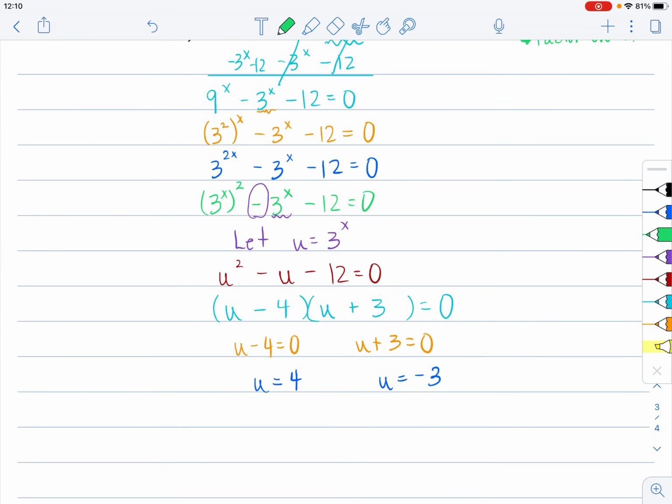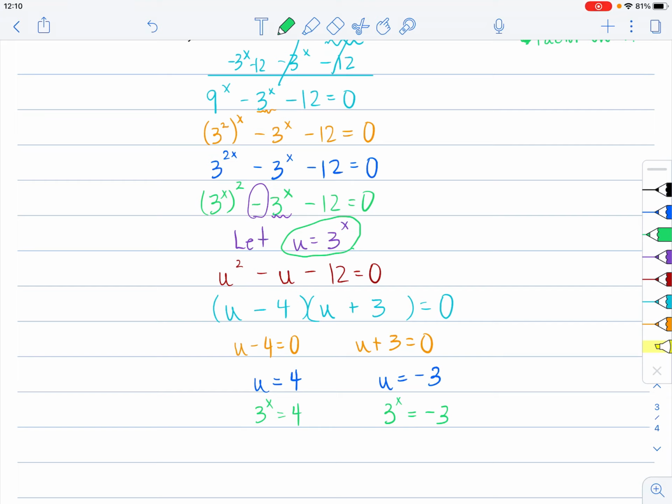And then I am going to put back in my u's. Put back in my x's. So 3 to the x equals 4, and 3 to the x equals negative 3.